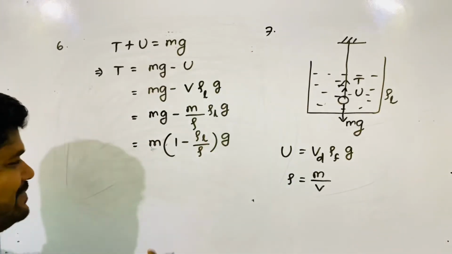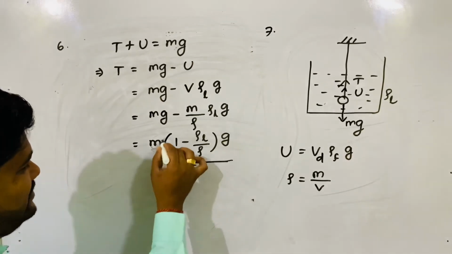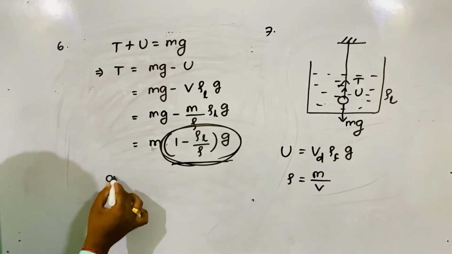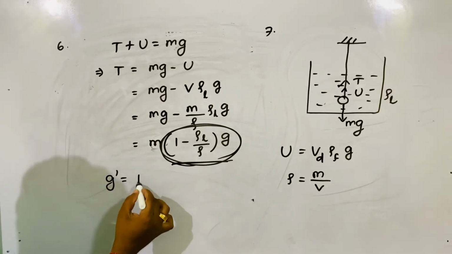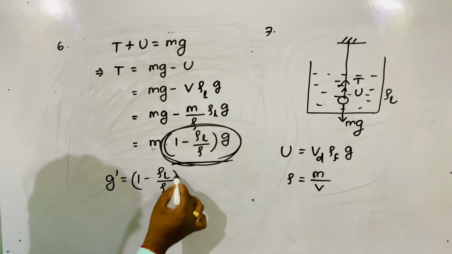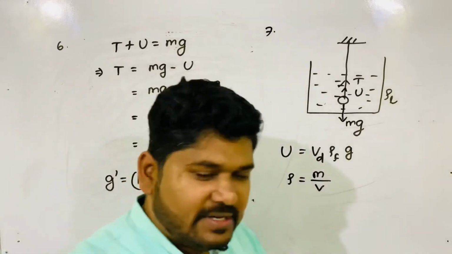So in place of acceleration, what is there with m? This is the acceleration here. So what is the effective acceleration? Effective acceleration is equal to (1 minus rho L by rho) whole into g. This is the effective acceleration.